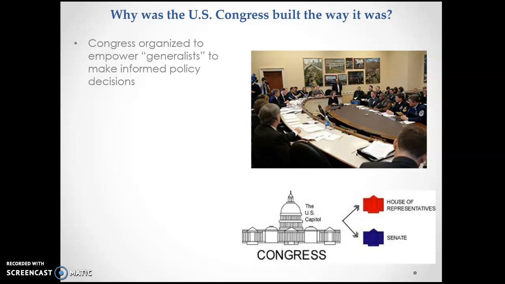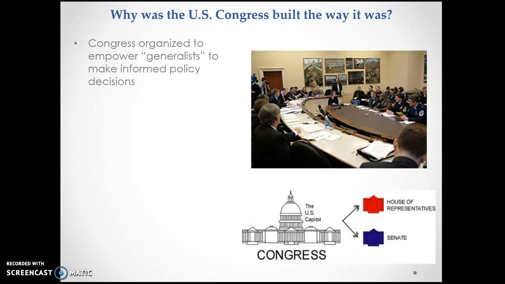And yet, they also recognized that if the legislative branch is going to be the most powerful, and it is made up of regular people who were doing different things before they ran for Congress, then we need to design a structure in Congress that empowers these generalists, people who have a general amount of knowledge about a lot of things, but not expert level knowledge on very many things. We need to design it so that these generalists can actually make really good policy decisions, and are not voting on things they know nothing about.